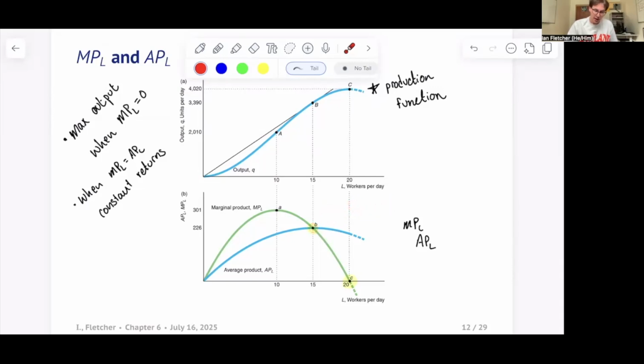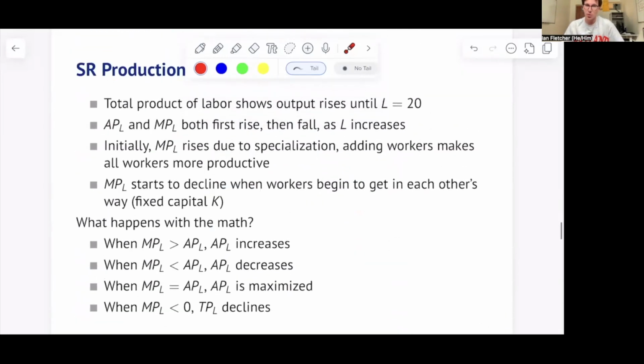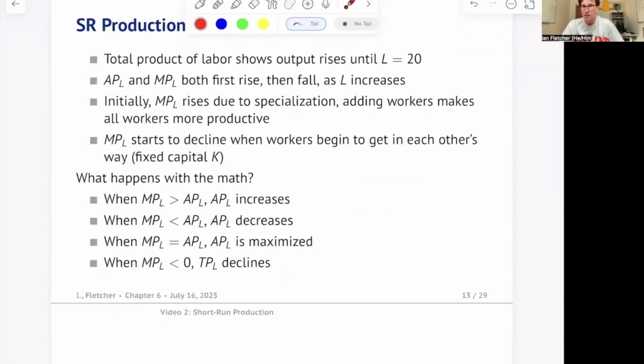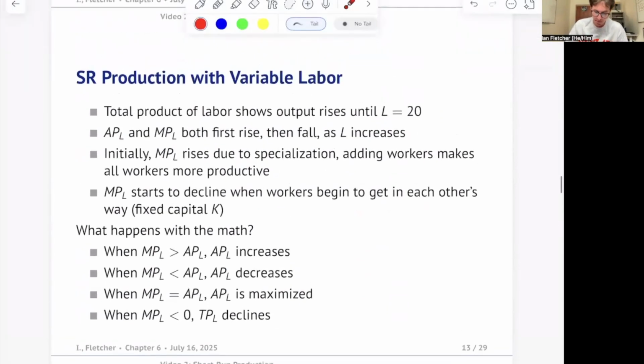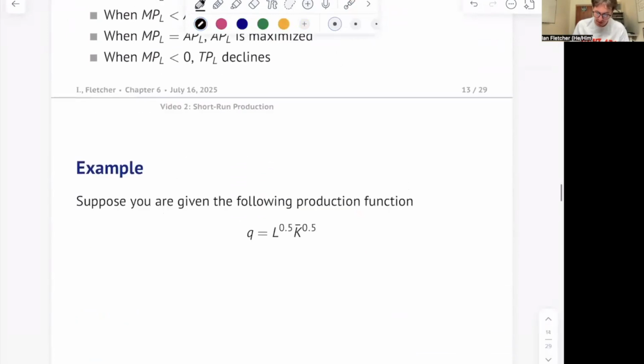But when the MPL is less than zero, that is when our production starts to decline. Right? And so those are the big takeaways here. They're all listed right here. This is what we should remember with the math. Other than that, I think that we're pretty solid. So let's do an example.